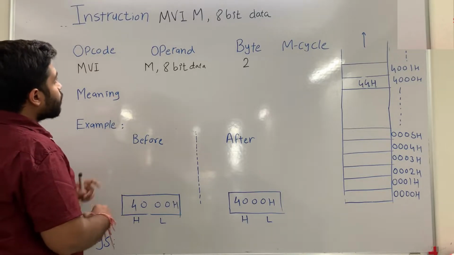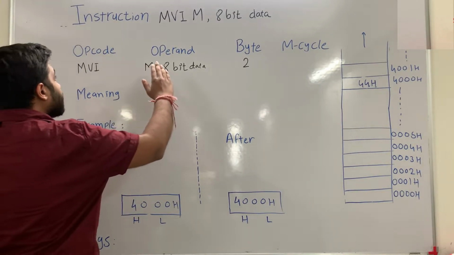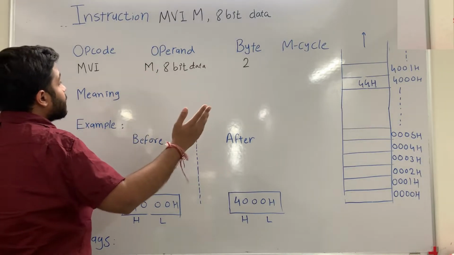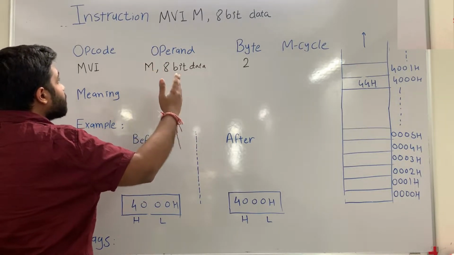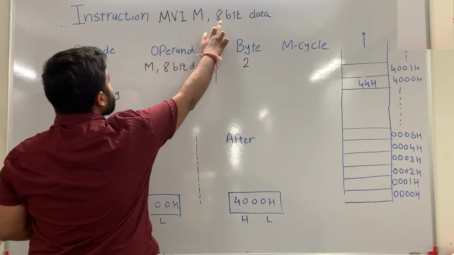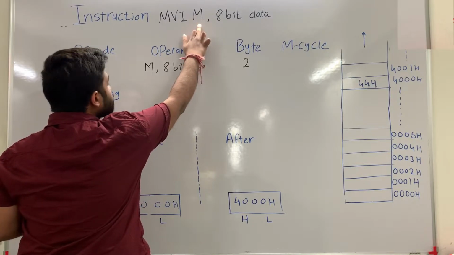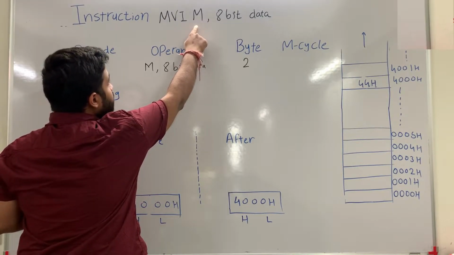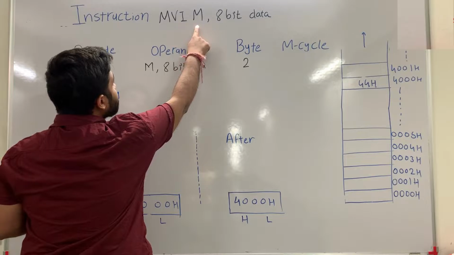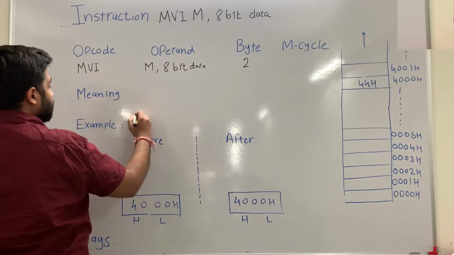Now, what is the meaning of MVI M, 8-bit data? MVI M, 8-bit data means move immediate 8-bit data to memory location. But the question is which memory location? So M means the memory location specified in the HL pair. Okay? Let's see one example.